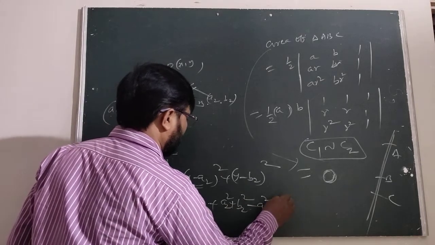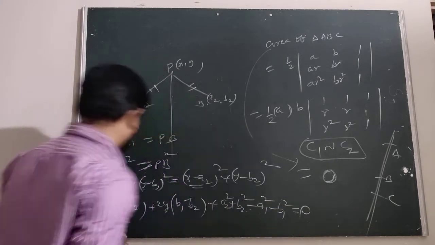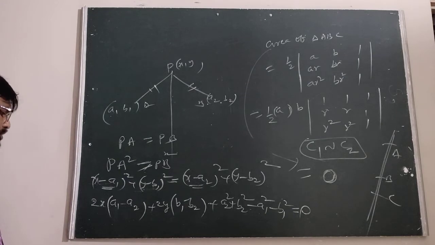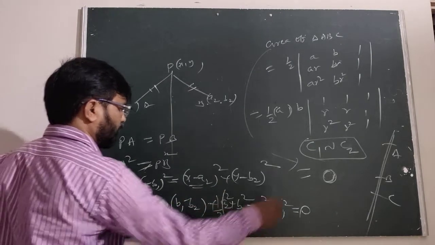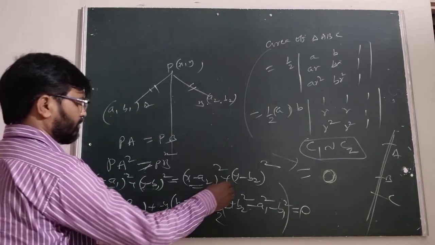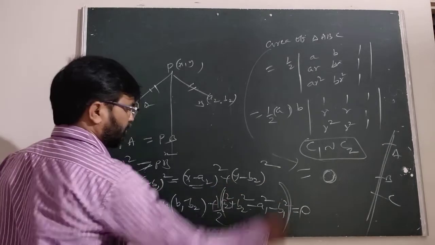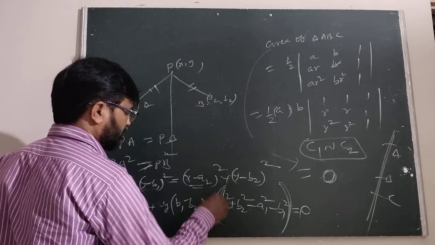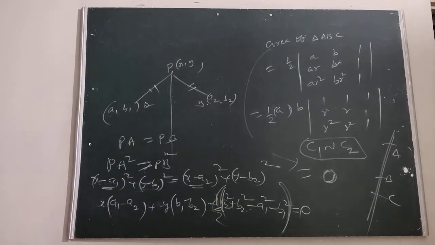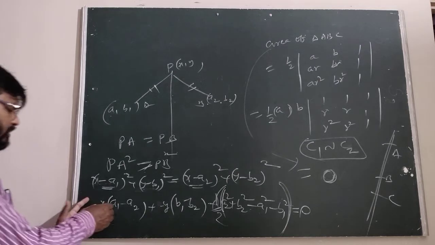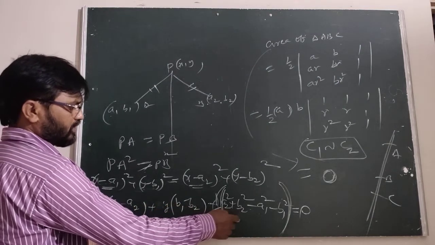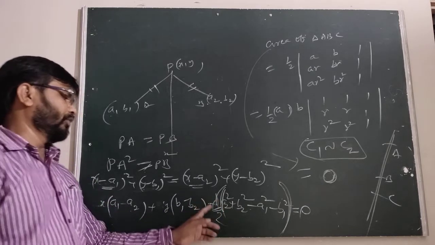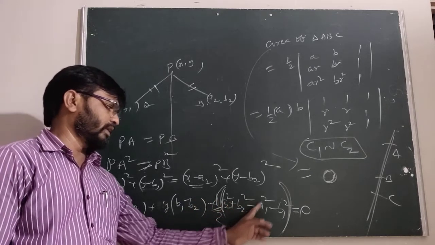a1 square minus b1 square equal to 0. Now divide by 2 on both sides. We can write 1 by 2 into this. This is given in the previous question, and this came from the previous question. Therefore, this is x into a1 minus a2 plus y into b1 minus b2. This is the c. The c is half into a2 square plus b2 square minus a1 square minus b1 square equal to 0.